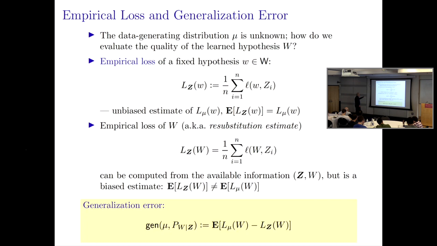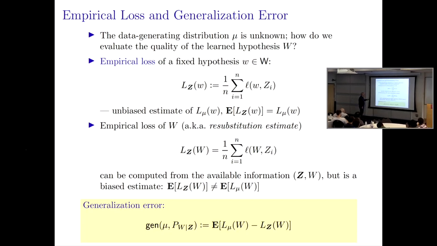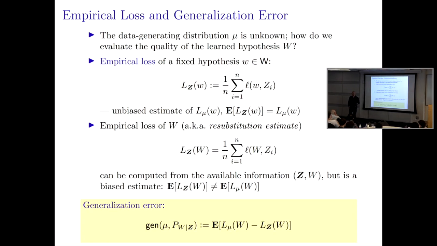Right, so if we chose a fixed hypothesis ahead of time without looking at the data, this is just some deterministic quantity, and we can compute its empirical loss. Here the notation is L with a bold Z as a superscript, which denotes the fact that we're taking this W and looking at the sample average of its loss on that training set. And of course, because W is a deterministic quantity that was selected without looking at the data, this is an unbiased estimate of the population loss, simply by linearity of expectation.